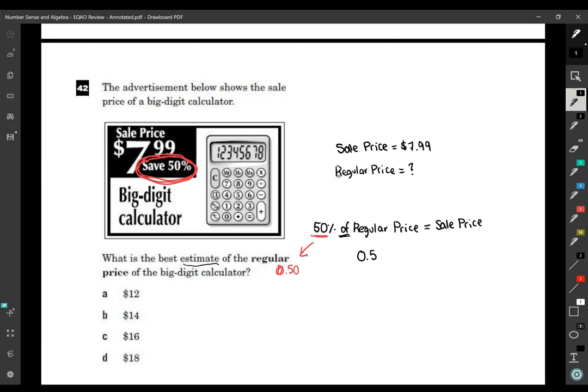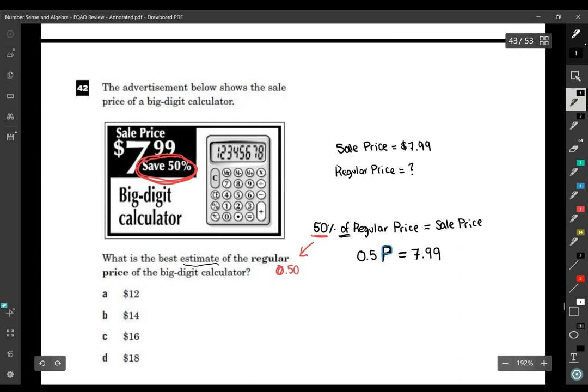So I'll just let P be regular price because that's our unknown. We don't know the regular price. And we know that this is equal to the sale price, which is given as $7.99. So now we have a linear equation, an equation where we can solve for P.